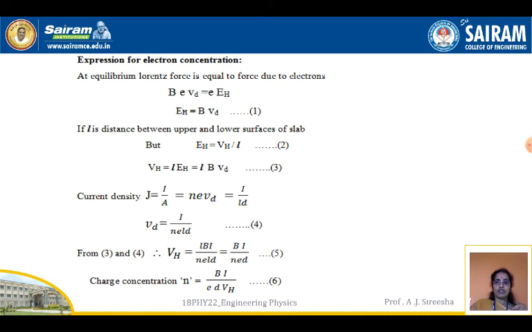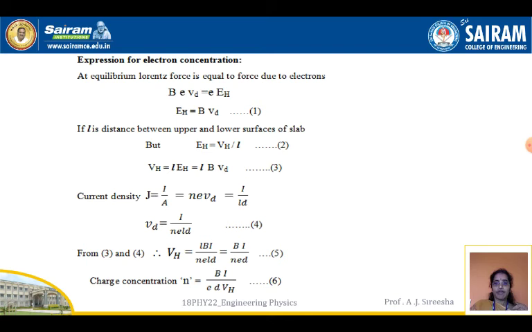This is equation 3. Now the current density J is given by I by A, that is nothing but NEVD. The area can be written as length L into D. Therefore J is equal to I by A, which is nothing but I by LD. Also we know that J is equal to NEVD. So we have NEVD is equal to I by LD. Now from equations 1, 2 and 3 we can say that VD is equal to I by NELD, which is equation 4.